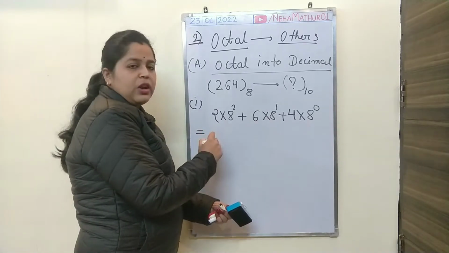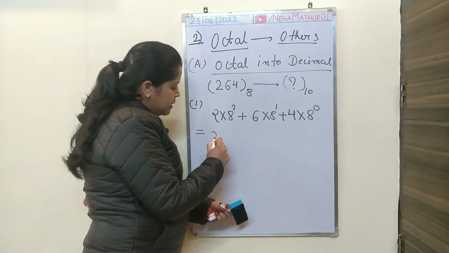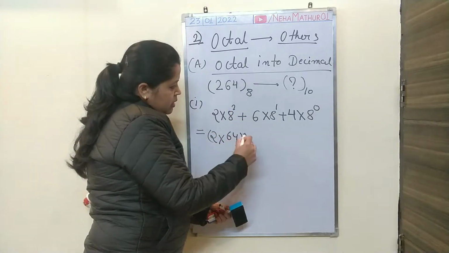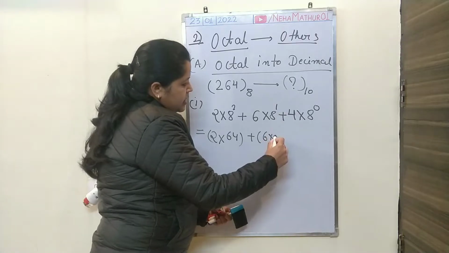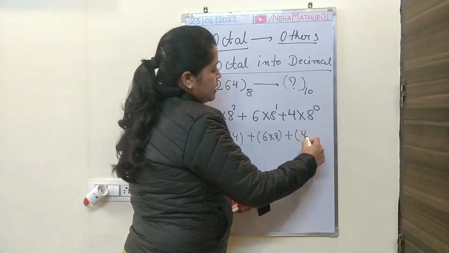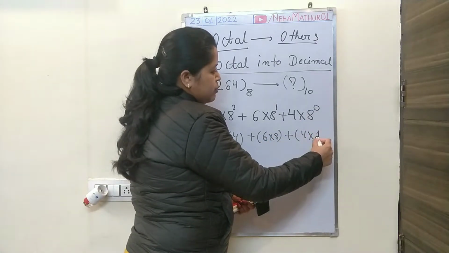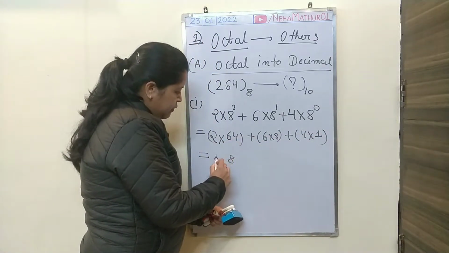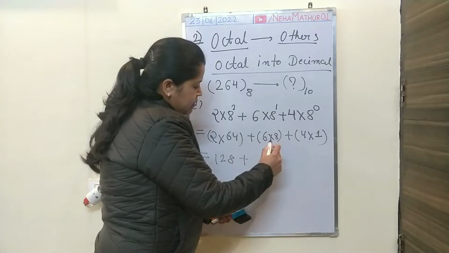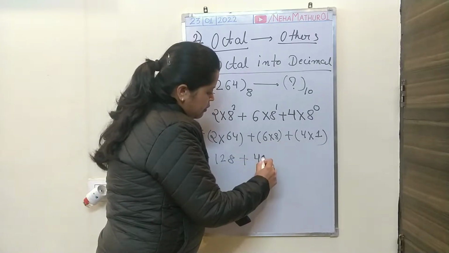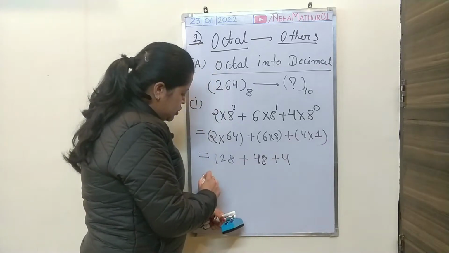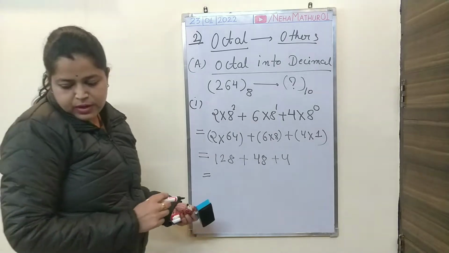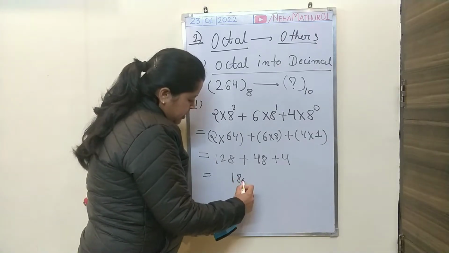So now if we are going to solve that number, what will be the process? 2 multiplied by 8 into 8, 64, plus 6 into 8, plus 4 multiplied by 8 raised to the power 0, which means 1. So 2 into 64 will be 128, plus 6 into 8 is 48, plus 4. So your answer will be 128 plus 48 plus 4, and it will be 180 having base 10.